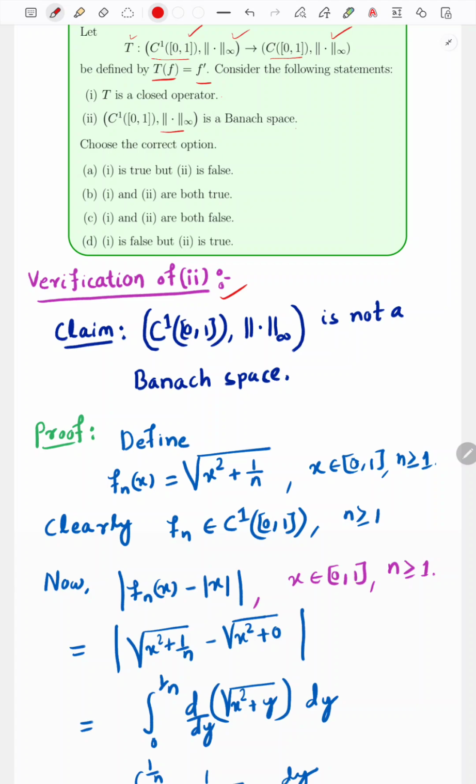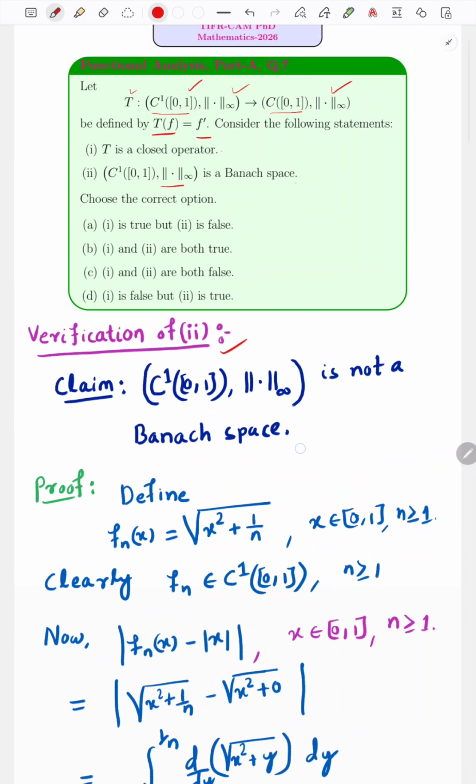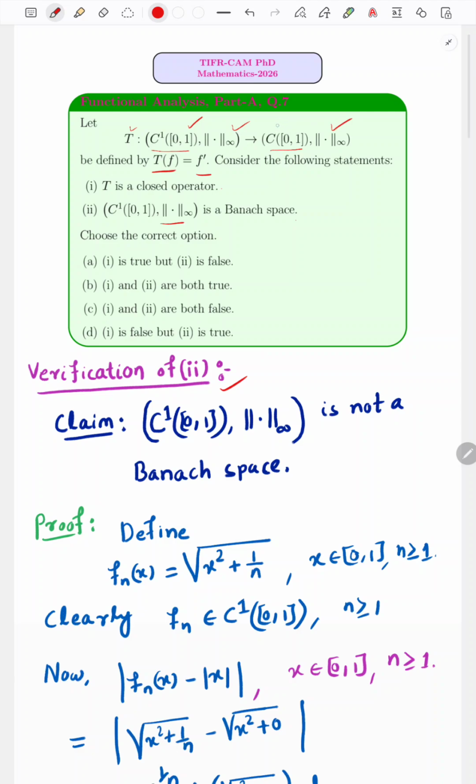Okay, our claim is that this space is not a Banach space. Why? We know that the continuous function space C[0,1], this one, associated with the supremum norm, is a Banach space. We all know about this, so I am not discussing it, but we have to check whether this continuously differentiable functions space associated with the supremum norm is a Banach space or not. Okay, I am saying that it is not a Banach space.